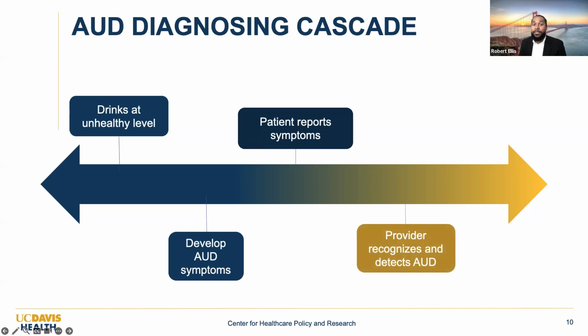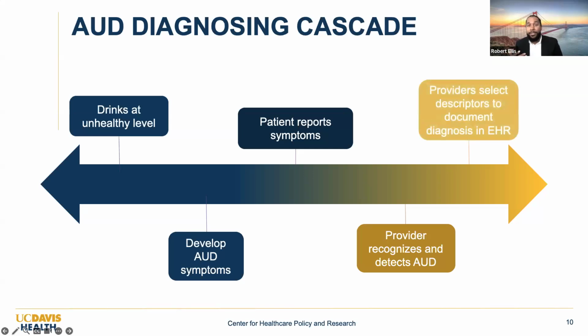Provider recognizes and detects AUD in certain individuals versus others. That may be from provider bias. That may be from a host of other reasons why providers may see AUD in some people and may not necessarily recognize it in other people. And lastly, a provider is selecting the descriptors to document AUD. So the provider documents the AUD even if they recognize it.